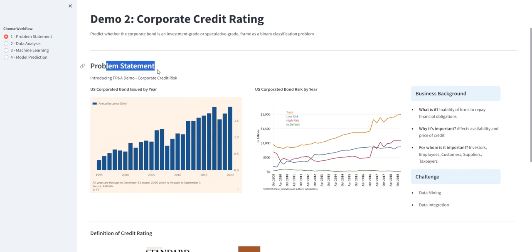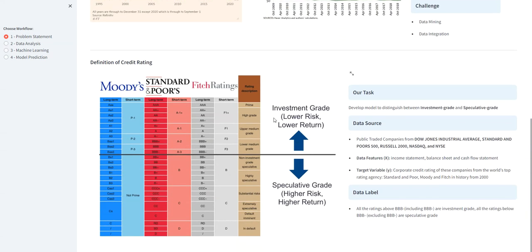The problem statement is that you have U.S. corporate bonds issued by year. You have a very large financial investment in corporate bonds. Companies are issuing bonds, so that is a huge investment in the world. What you are trying to do is predict whether this bond is an investment grade, which means lower risk, lower return, versus speculative grade, which means high risk, high return. This is important for investors because they need to know this risk before they put this into their portfolio. This will matter to your bond investment from a bank, from a financial institution, or from a private equity fund.